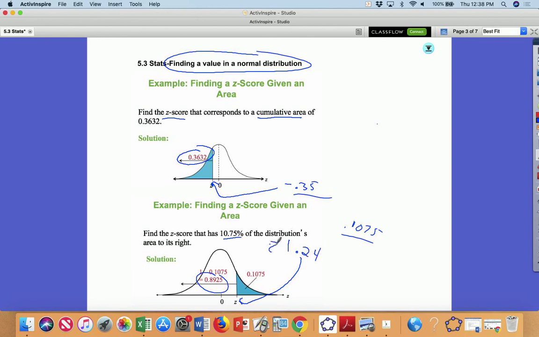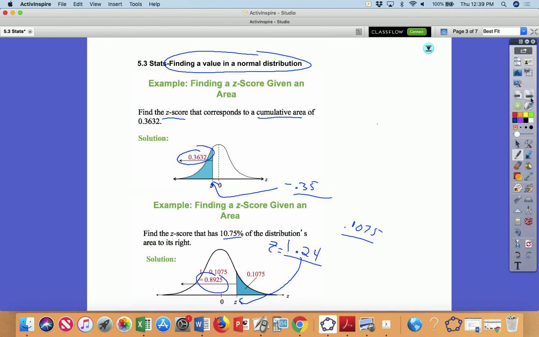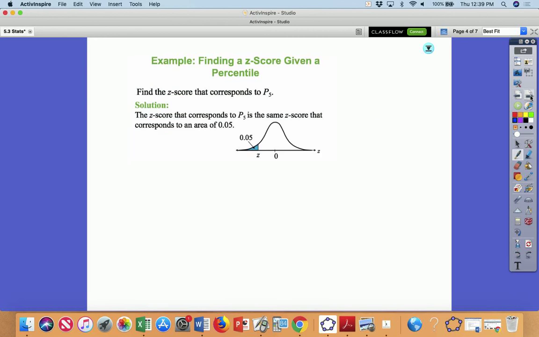Everybody okay with finding that score? Looking in your table, right? Any issues at all? Okay, so just kind of using the table in reverse. Now, are they always going to be accurate or exact? No, you're going to have to just approximate the closest z-score that would give you that area, okay?